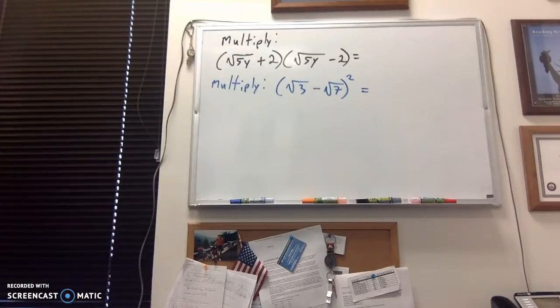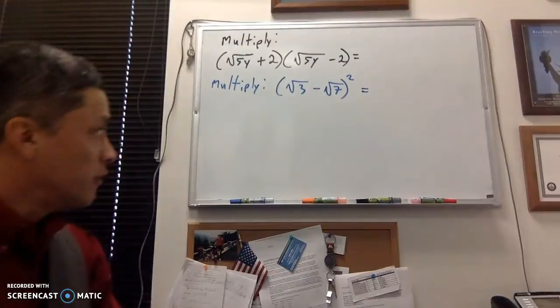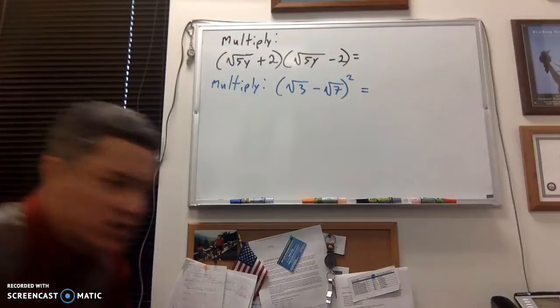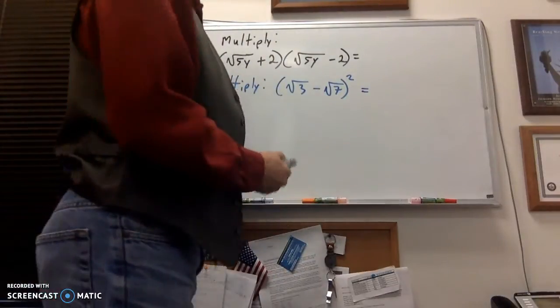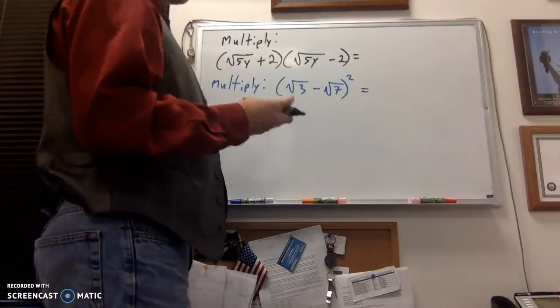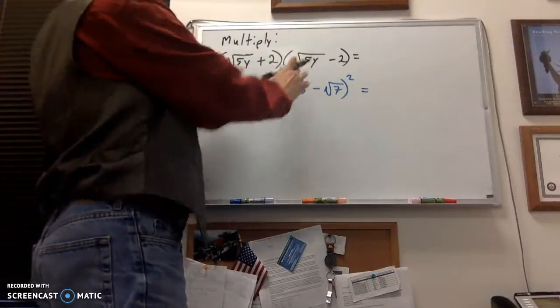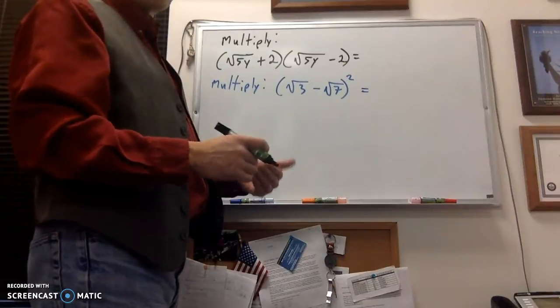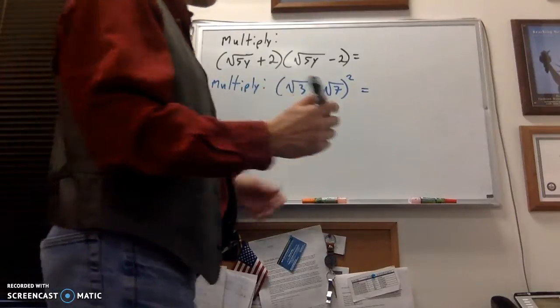Okay, awkward pause over if you didn't try this on your own. So let's try this out. The first one, the square root of 5y plus 2 times the square root of 5y minus 2, is a difference of squares, right? So when you think about the difference of squares, square the first term. The square root of 5y times the square root of 5y is the square root of 25y squared, which is just 5y, right?